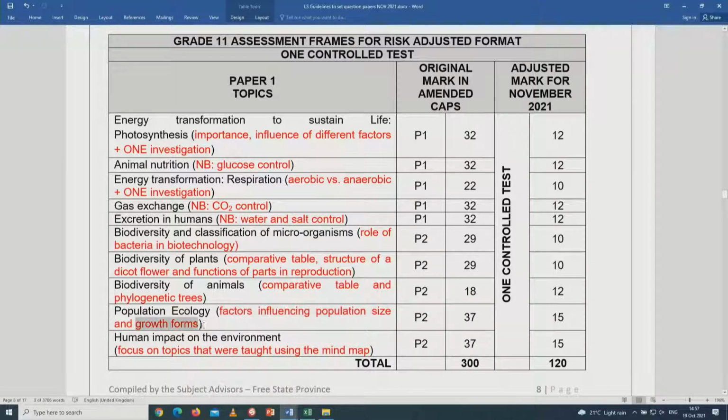And then growth forms. Here's a nice graph that you can ask. The J-curve or the S-curve, and questions from that. And there's 15 marks to play with.